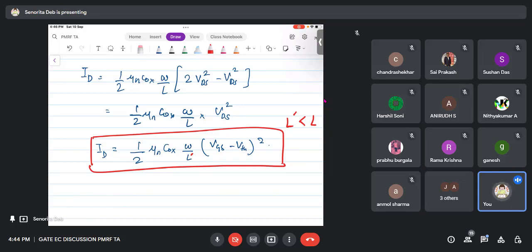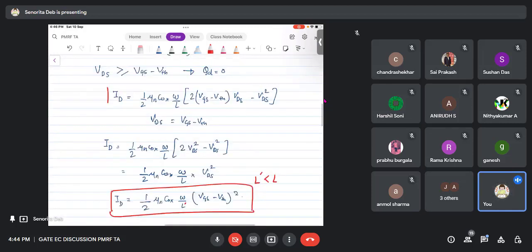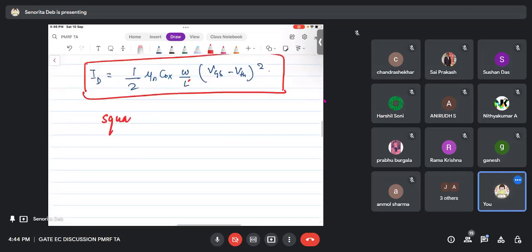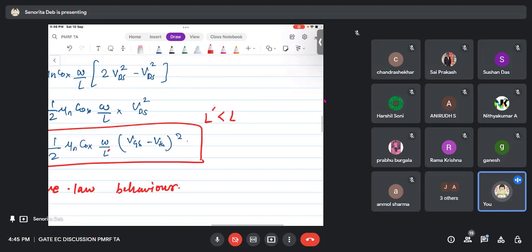For understanding purposes, you should know that this is actually a different L than the earlier L. Earlier L means the L which is here, this L, and here this is L dash. L dash will be less than L because the channel is now smaller lengthwise. We also say that the device has a square law behavior, and L dash is not very much less than L, it is close to L.